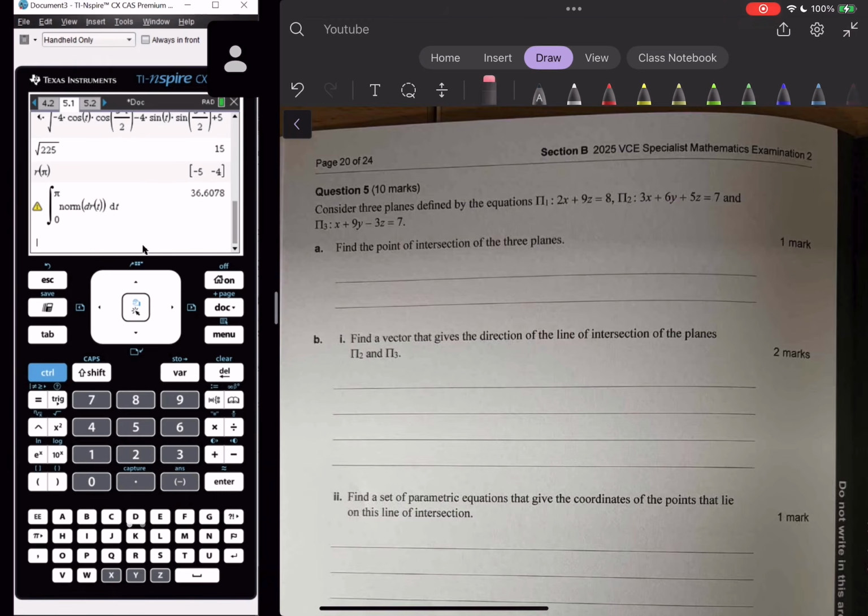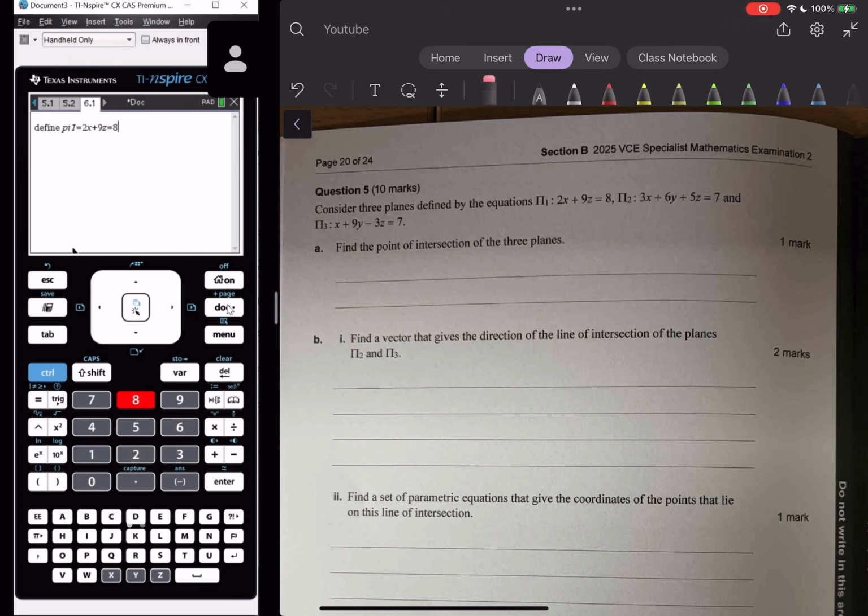All right, so let us take a look at question 5 now. So this is a vector equations question. And, well, we have these 3 planes and we want to find the point of intersection. So let me first insert a new problem page. And what I'm going to do is I'm going to define these 3 planes. So I'm going to define pi 1 to be equal to 2x plus, that's going to be 9z equals 8.